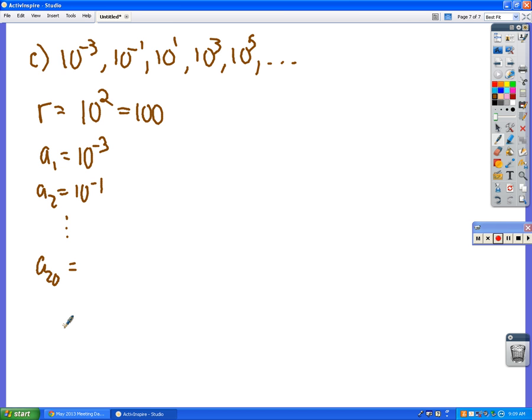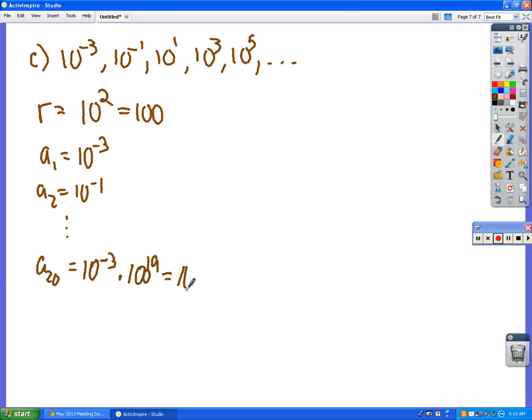What, are you adding on this one instead? No, I'm multiplying still. So it's just going to be a 19. I'm going to start with the very first term, 10 to the negative third, right? Times, how many times do I have to multiply by the common ratio? 19 times, one less than the term that I'm looking for. So it's 10 to the negative third times 10 to the 19th, which is what? Oh, sorry, it's not 10 to the 19th, it's 100 to the 19th. My common ratio is 100.